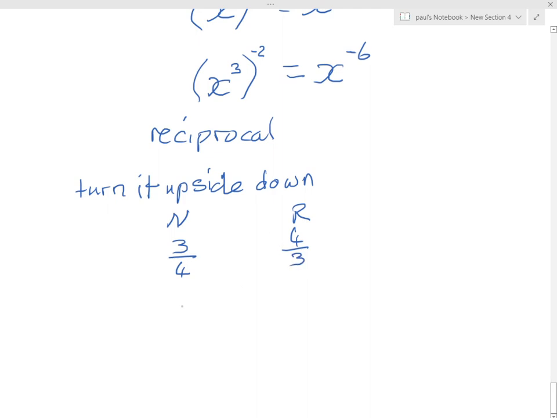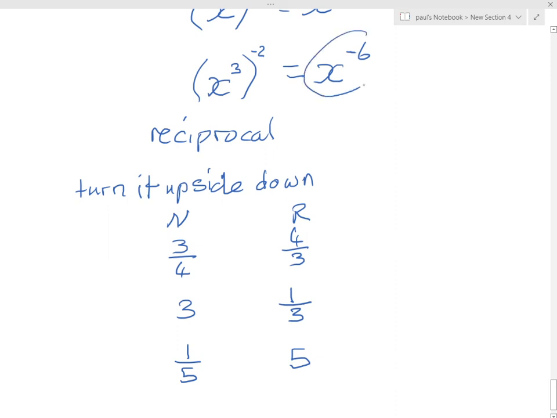If we have a whole number, how are we going to turn that upside down? Well, you've got to imagine that 3 is 3 over 1, because 3 divided by 1 is 3. So we will go 1/3. So a whole number goes into a fraction like that. And if we have a fraction that's 1 over 5, the reciprocal of that will be 5. So you've got to think about when you've got a 1 over something or a whole number.